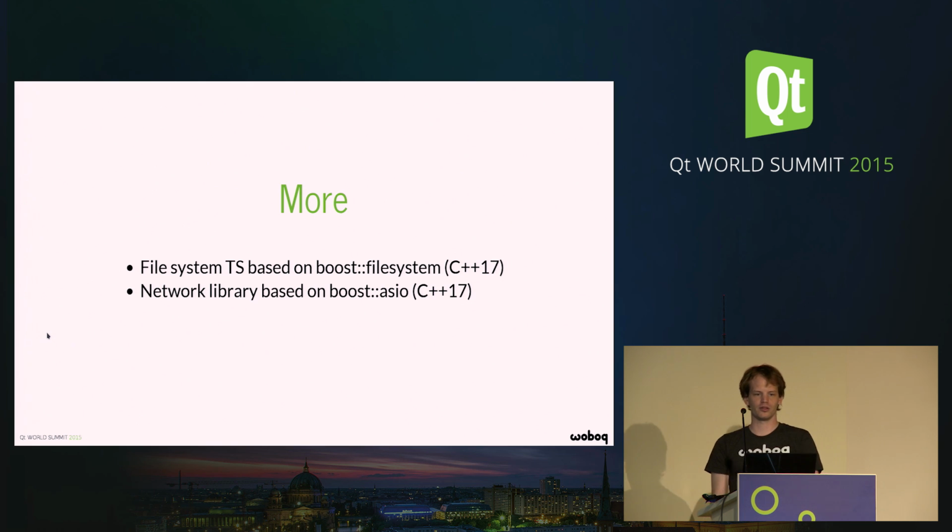Otherwise, the standard library will also compete against the files, QFile, QFileInfo, with the filesystem library in C++17. It also competes against the network library, Qt Network. There will be an equivalent from the standard library. So the question is, is Qt Network still relevant when the standard library, which everybody will normally have, will have networking? Well, we'll see about that in a few years.